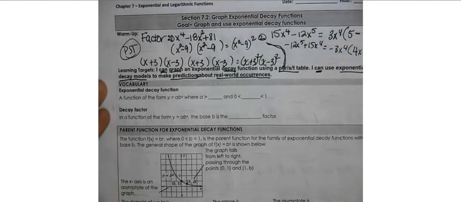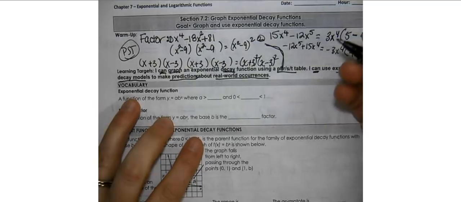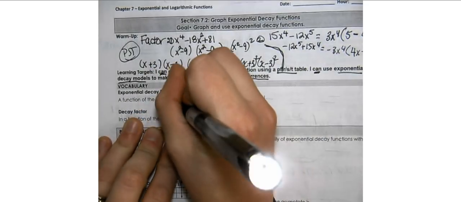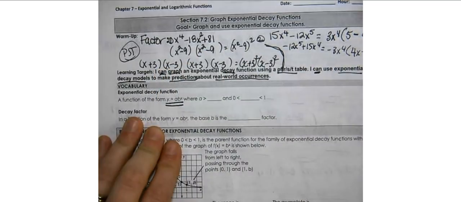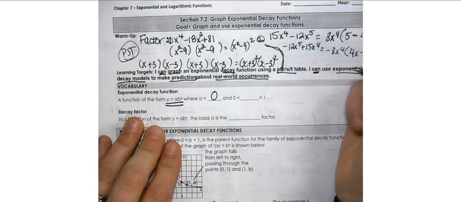We have a couple more vocabulary words to help us with this unit. And that first vocabulary word is an exponential decay function. An exponential decay function looks like an exponential growth function. It's going to be in the form of y equals a times b to the x. A, once again, is going to be greater than 0, or a positive number.